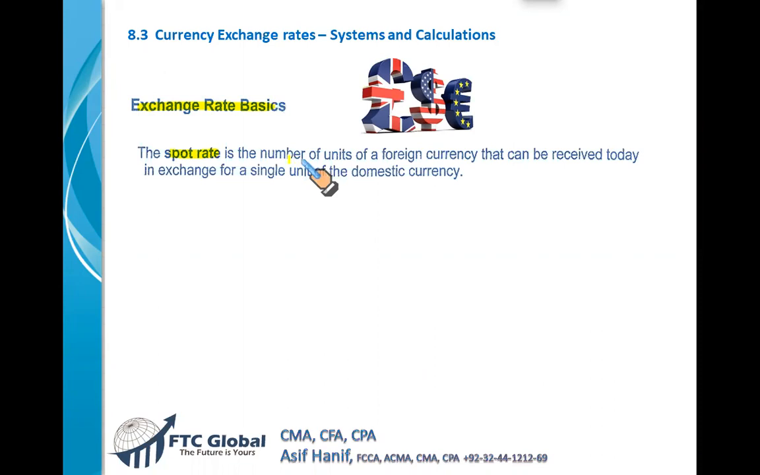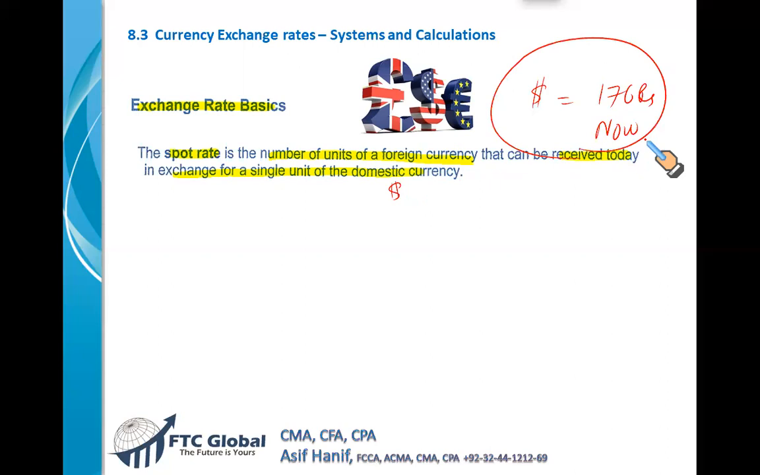Spot rate. Spot rate is the number of units of foreign currency received today in exchange for a single unit of domestic currency. Let's say you are in the US and the domestic currency is the US dollar. So $1 US gets you 176 rupees right now. This is called the spot rate, right? The units of foreign currency that you can get by giving $1 of local currency, this is called the spot rate, prevalent in the market right now. It can be against the US dollar or against a basket of currencies. Stronger currencies we have are pounds, euros, and dollars also. So it could be a single currency or it could be a basket of currencies.